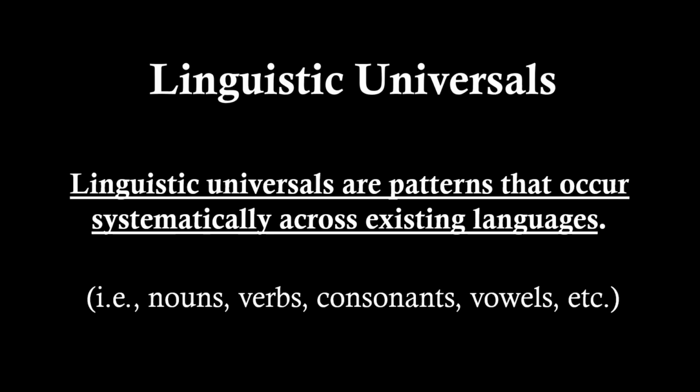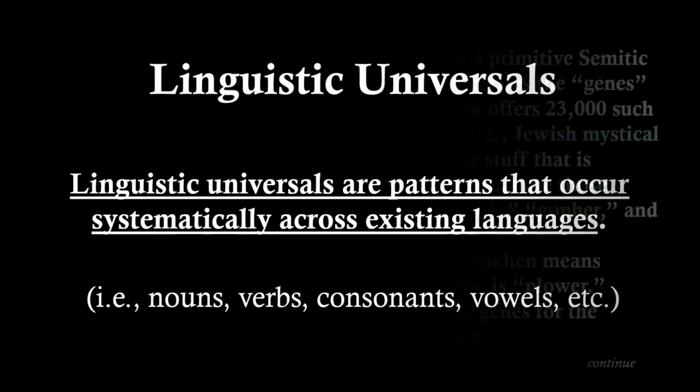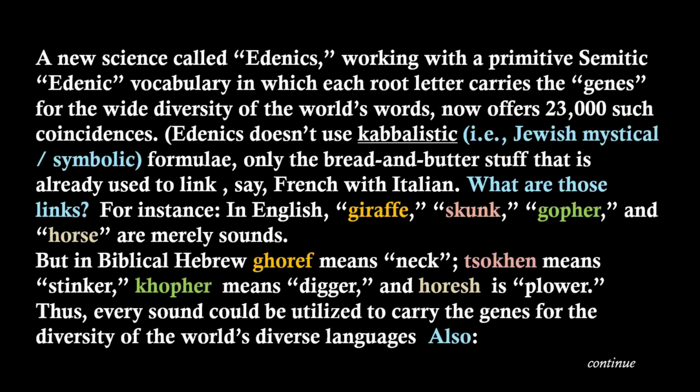And recent linguists have concluded that all the Earth's languages did indeed come from one universal language, which we might guess to be none other than ancient Hebrew, though this is just speculation. I don't know. A new science called Edenics, working with a primitive Semitic Edenic vocabulary in which each root letter carries the gene for the wide diversity of the world's words, now offers 23,000 such coincidences.